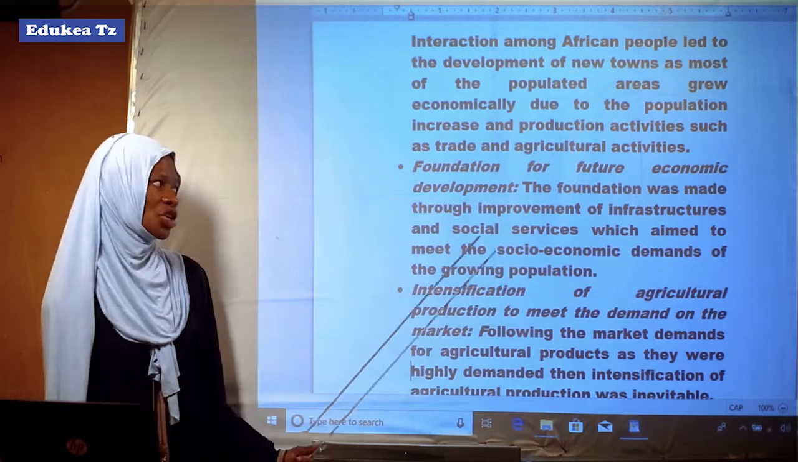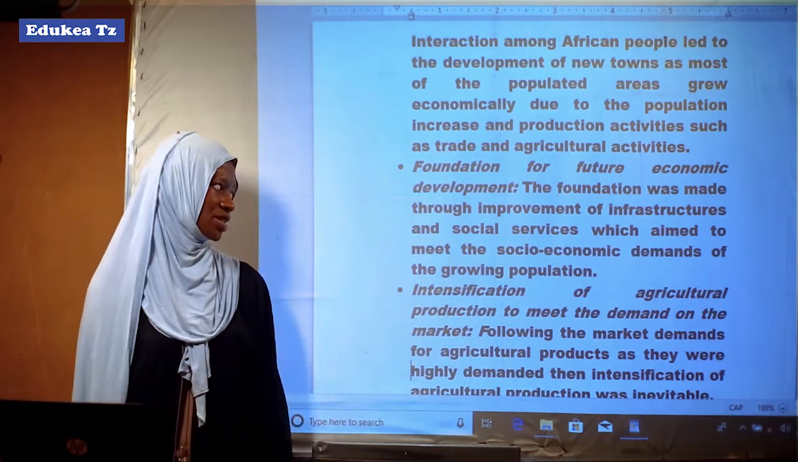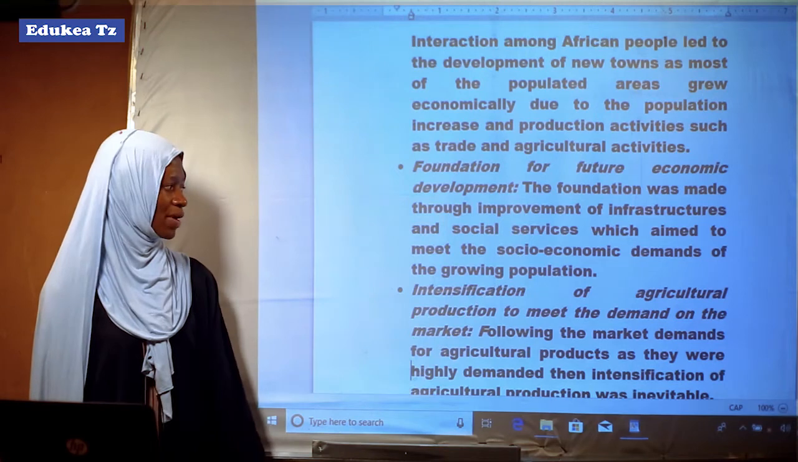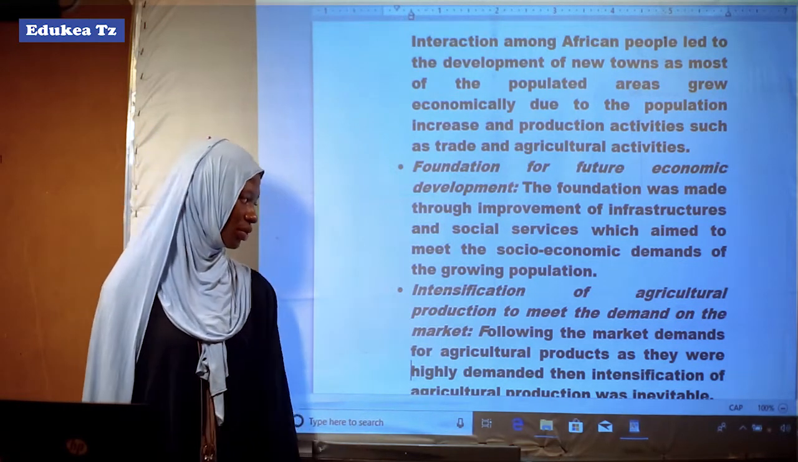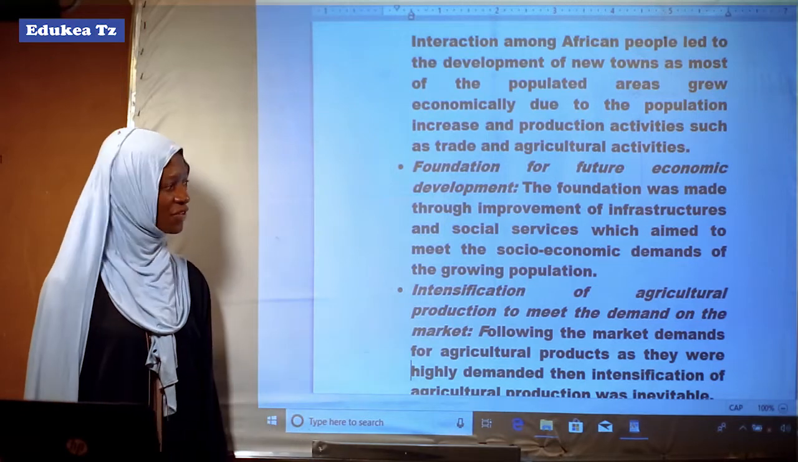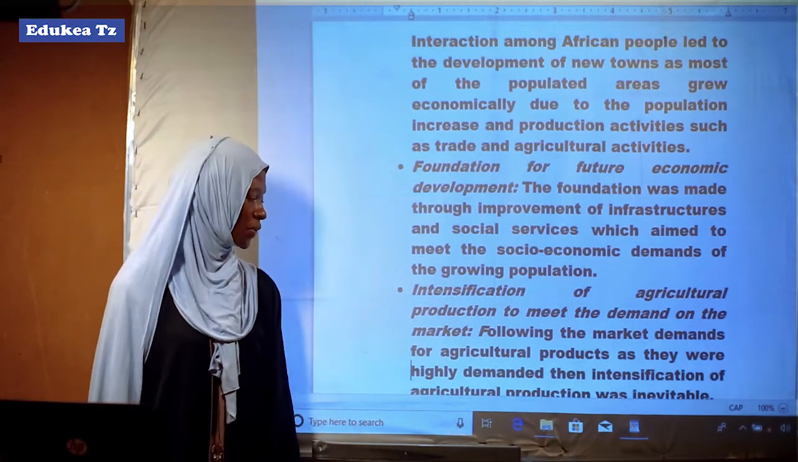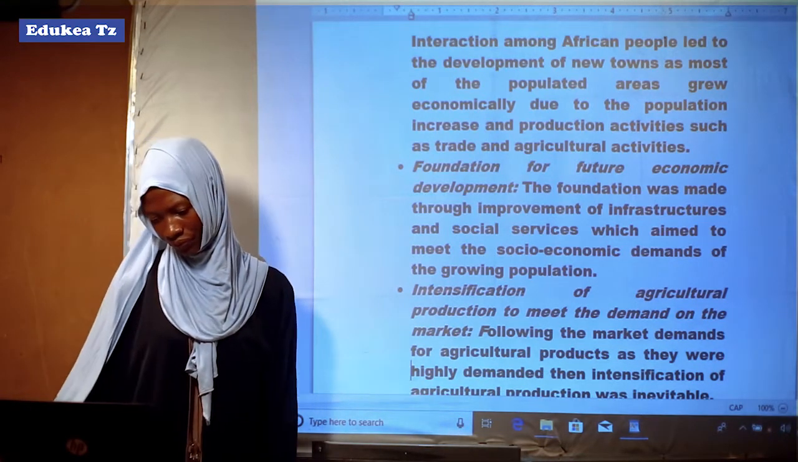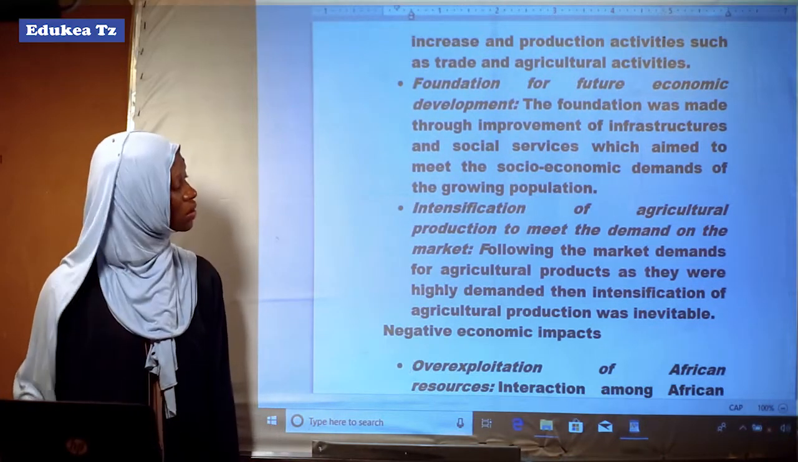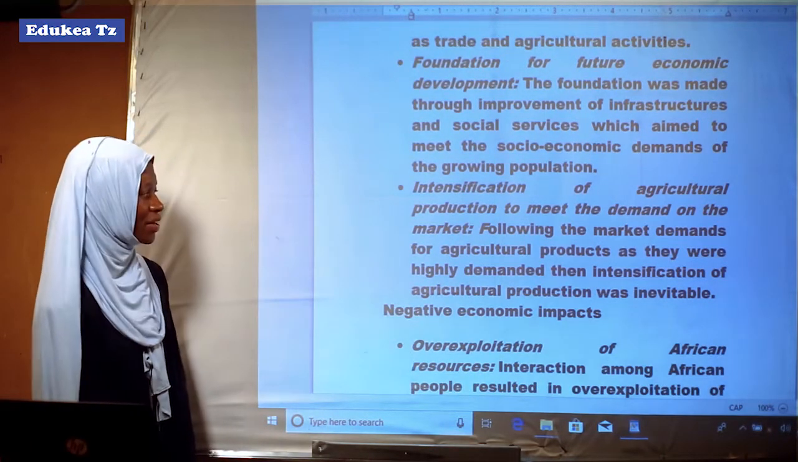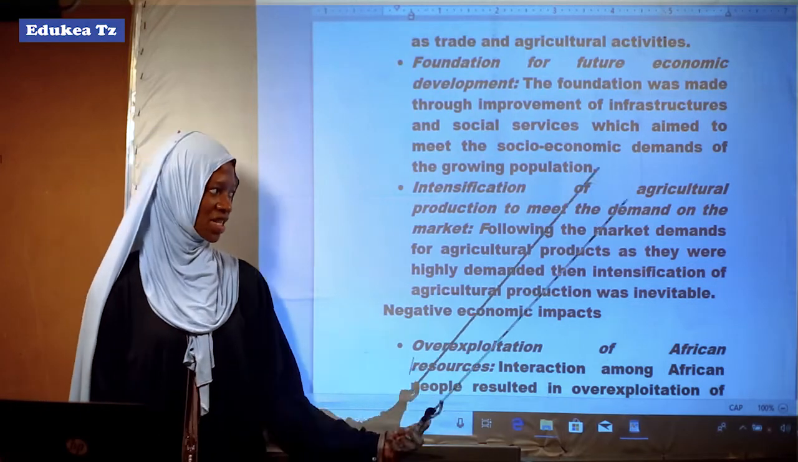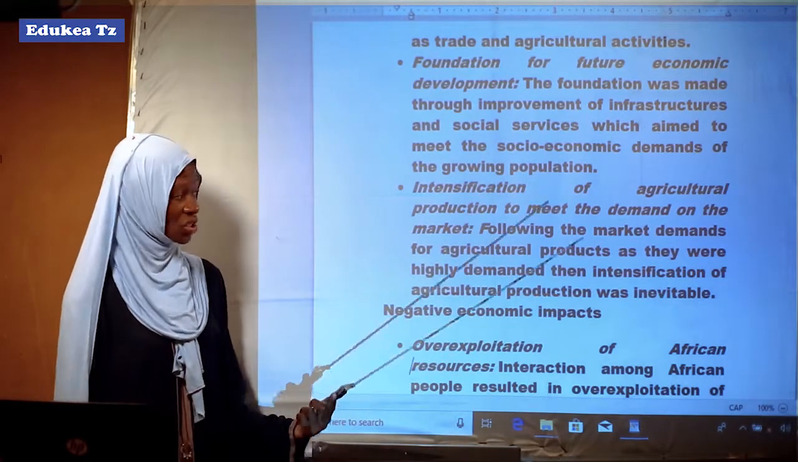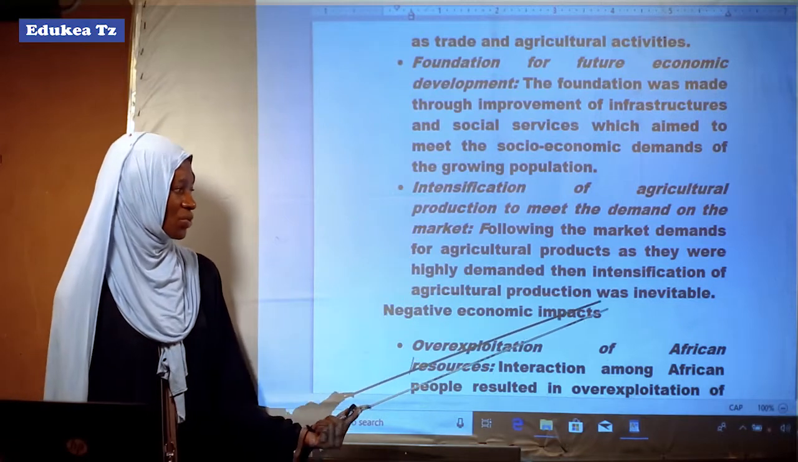The next one is the foundation for future economic development. The foundation was made through improvement of infrastructure and social services, which aimed to meet the socio-economic demands of the growing population. The next one is intensification of agricultural production to meet the demand of the market. Following the market demand for agricultural produce, as it was highly demanded, the intensification of agricultural production was inevitable.